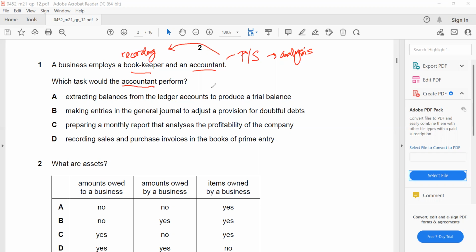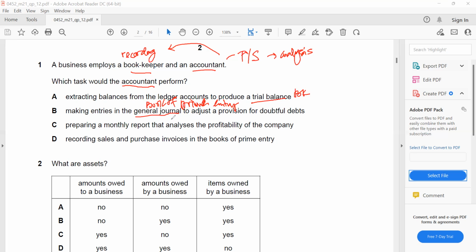Extract balances from the ledger to produce the trial balance. The bookkeeper's job is done up to the trial balance, so this is a bookkeeper job. Making an entry in the general journal is also part of the bookkeeper's job in terms of the accounting flow. The general journal falls under the book of prime entry, which is done by the bookkeeper.